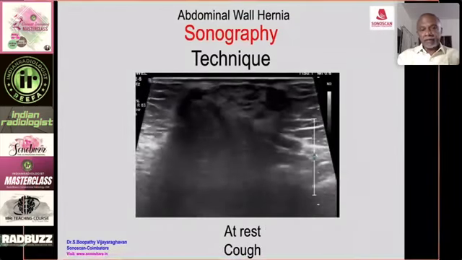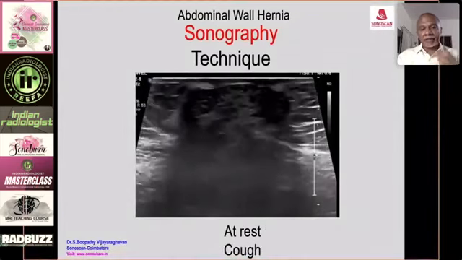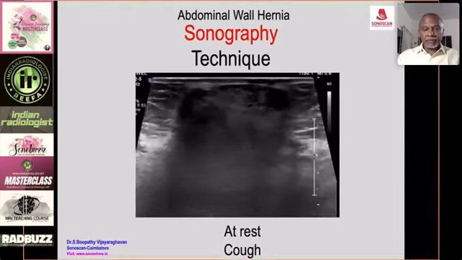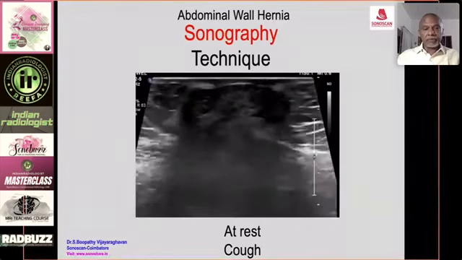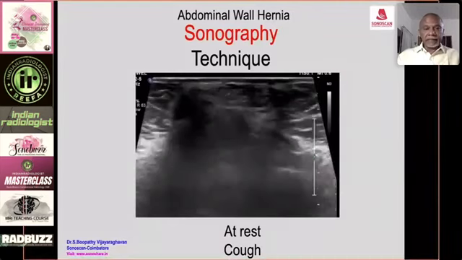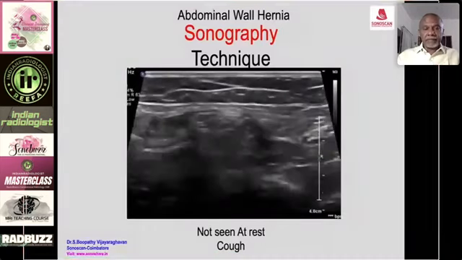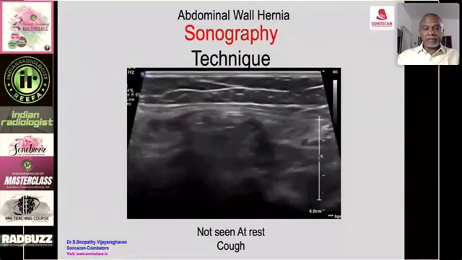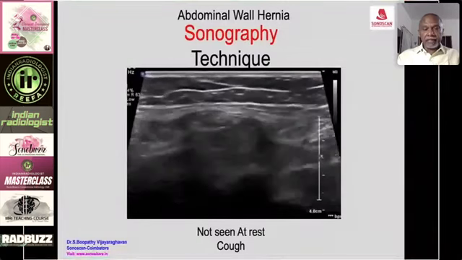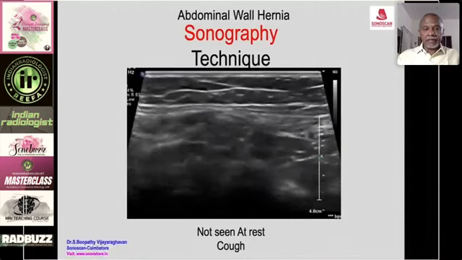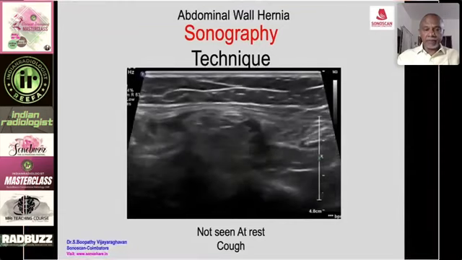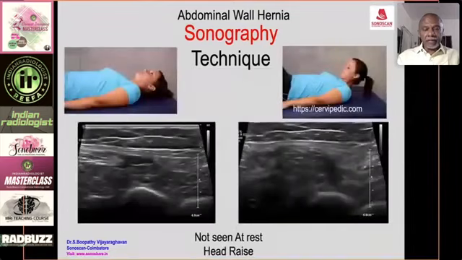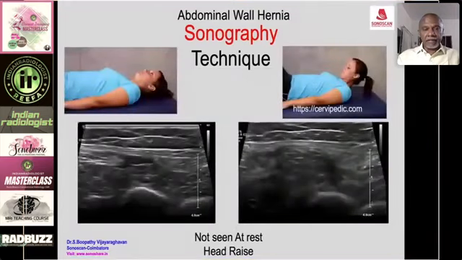Or it may be present at rest. Even then, to confirm that it is hernia, you ask the patient to strain and look for the impulse or further protrusion of the contents. The third situation is that it is not present at rest. Then you ask the patient to strain, like cough, and the contents protrude out as seen in this video. These are the three parts of the technique, and the last one is the head raise.